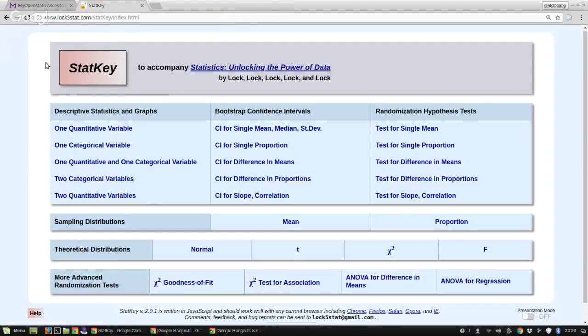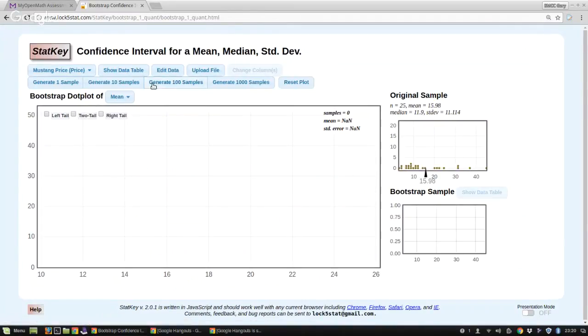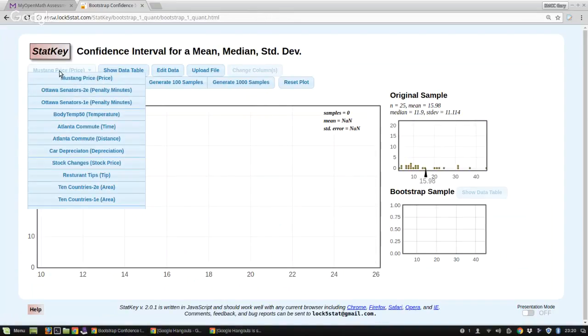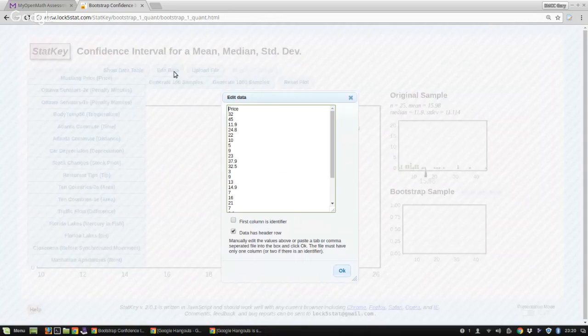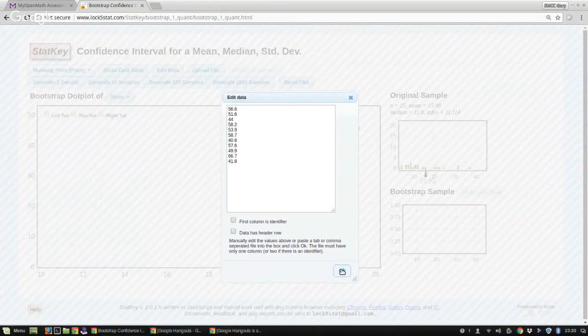In StatKey, we want to do a confidence interval for a single mean. And here, they started with their Mustang price data. They have many others. We're just going to edit this data set by highlighting all of it, deleting it, and pasting in our data set. Now at this point, it does not have a header row.